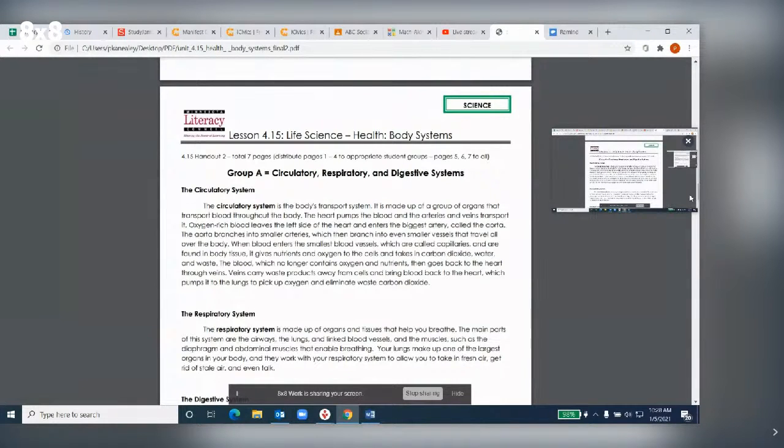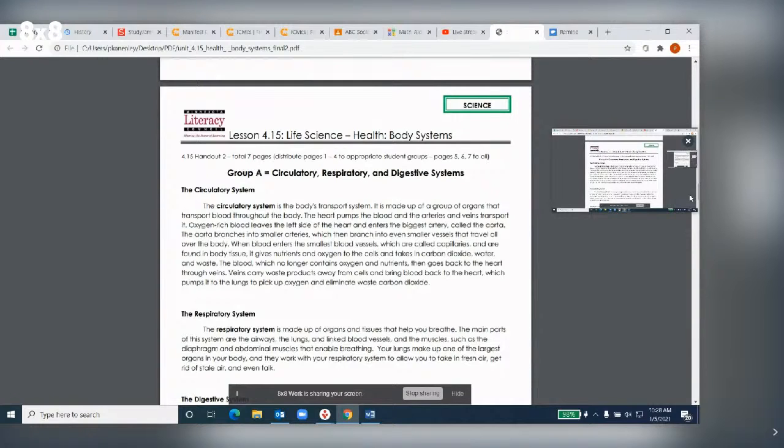So what is the circulatory system? If we read up here, it says the circulatory system is the body's transport system. It is made up of organs that transport blood throughout the body. The heart pumps the blood, and the arteries and veins transport it.